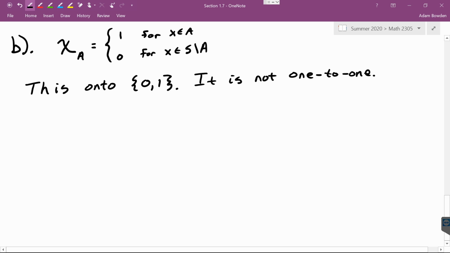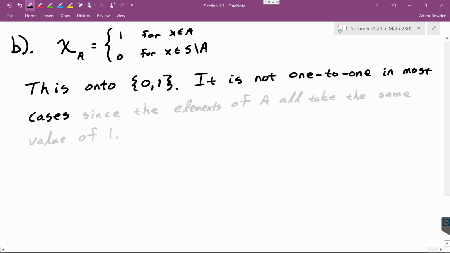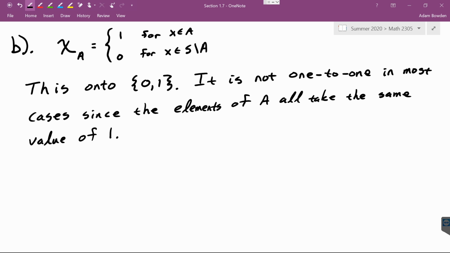The reason why it's not one-to-one is several elements can be assigned to a 0 or a 1 at the same time, since most of the time we have several values within our sets. So to summarize, it is not one-to-one in most cases, since the elements of A all take the same value of 1. It goes against the definition of one-to-one, so we can't say that it would be, unless there's just one element within A. But if there are several elements in the set A, then it will not be one-to-one.